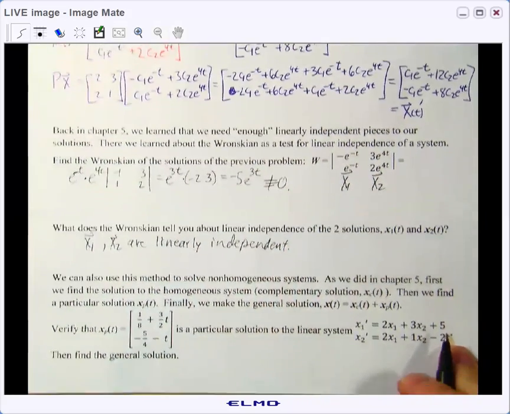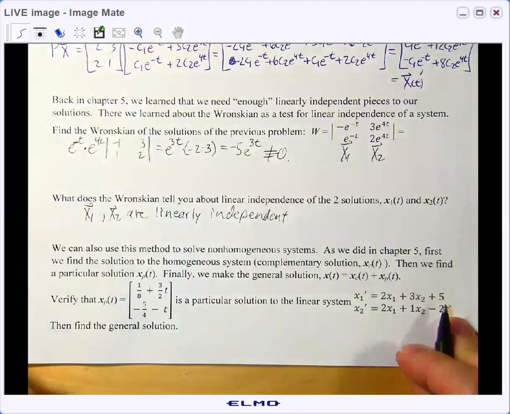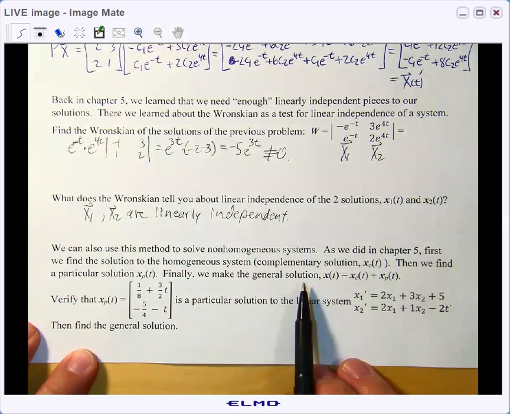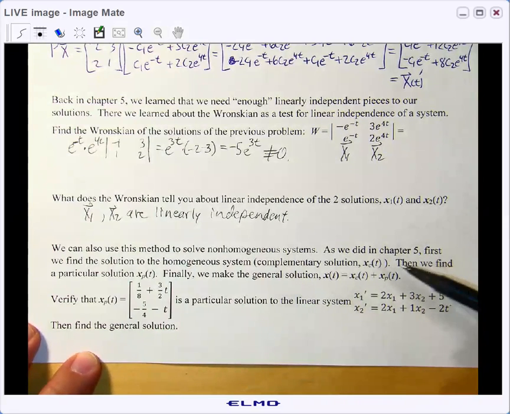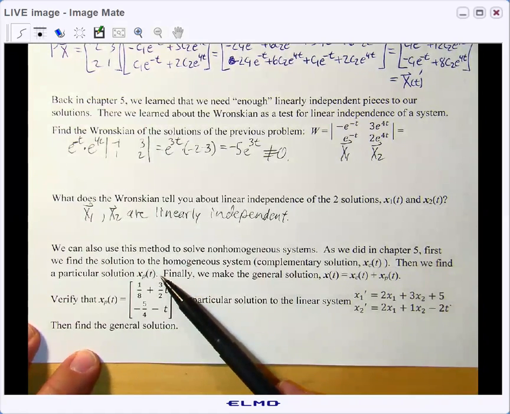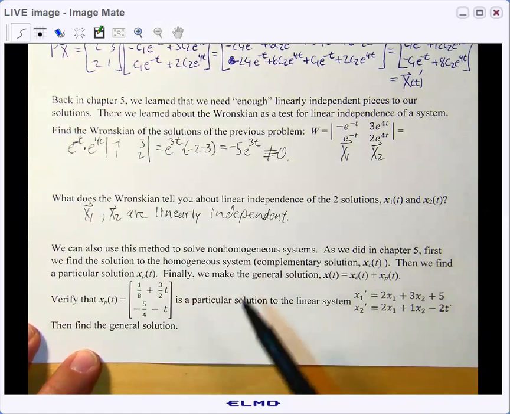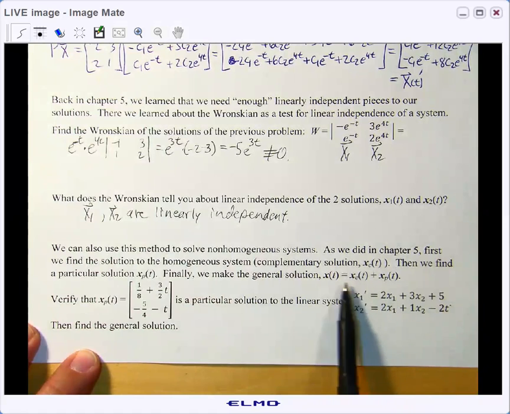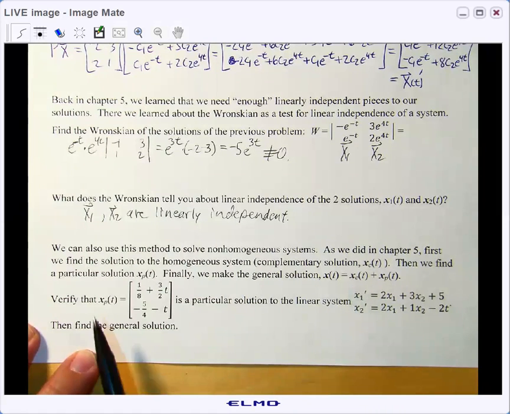Okay, so let's tie into stuff we've done before. Back in chapter 5, we learned how to solve a non-homogeneous system. The way we do that is to first solve the homogeneous system for the complementary solution, then find a particular solution that picks up the non-homogeneous piece, and then we make the complete general solution by adding the particular solution to the complementary solution. So let's go ahead and do that right now.